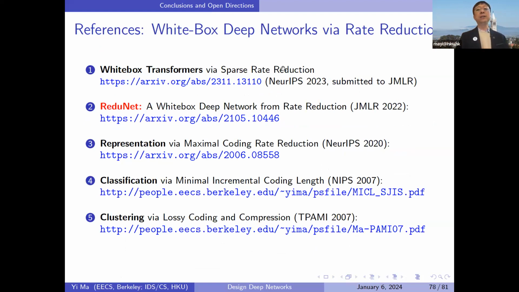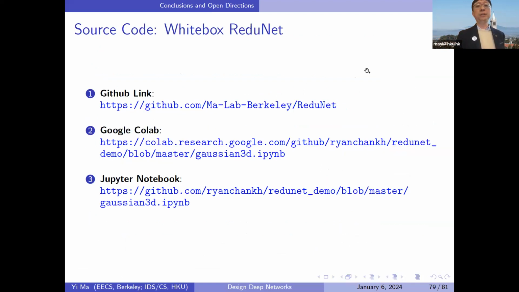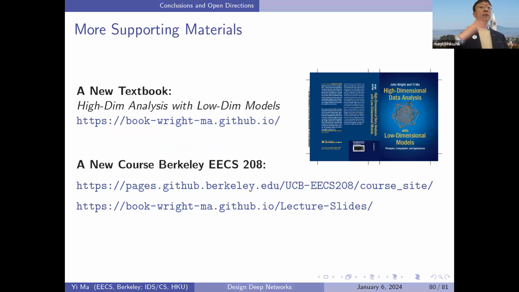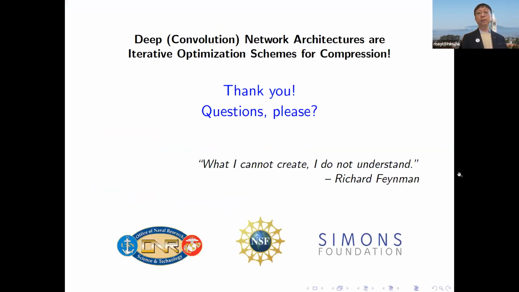And so that's why the recent work is about white-box transformers. The ReduNet is still a very principled concept that clarifies a lot of understanding. There's a GitHub with additional resources you can play with, Google Colab and Jupyter Notebooks. And if you want a broader understanding of the mathematical background, there are some talks in this conference, and also a textbook about high-dimensional data and understanding the distributions and so on. There's also a course I teach at Berkeley, and now here at Hong Kong U.